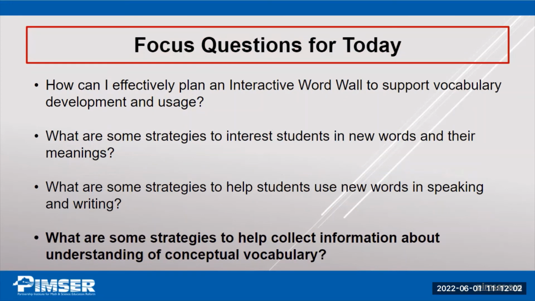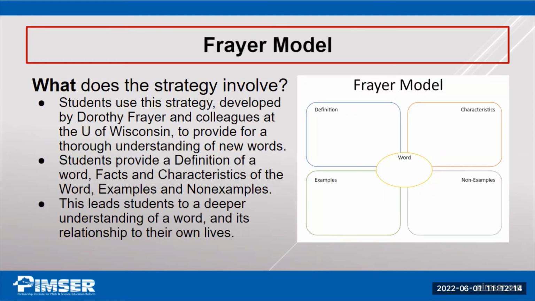Now we're ready to answer this last focus question. What are some strategies to help collect formative information about student understanding of conceptual vocabulary? The Frayer model. The Frayer model is a strategy that's been in use for a long time, and it can be very effective when it's used selectively. It involves students using this strategy, which was developed by Dorothy Frayer and her colleagues at the University of Wisconsin, to help provide a thorough understanding of new words.